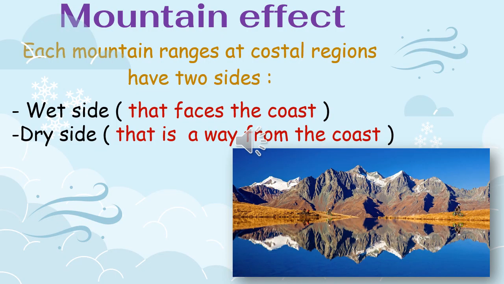Look here in this picture, what can you see? Super, there are mountain ranges. Do you know the meaning of mountain ranges? Super, a group of mountains which are connected to each other. But as you can see here, each mountain has two sides. The side which faces the coast is called the wet side, and the side which is far away from the coast is the dry side.